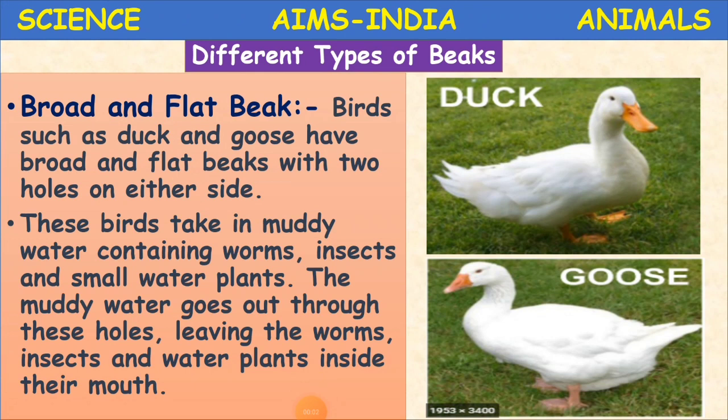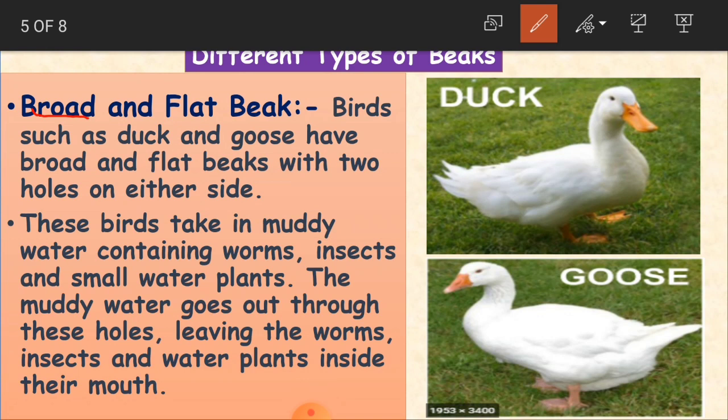You can see here in the pictures the duck and goose. Let's see how these beaks are. Broad and flat beak. See here in the picture, how are these beaks children? They are broad and flat. Birds such as duck and goose have broad and flat beaks with two holes on either side. So if this is the beak, you have holes on either side, this side and this side.